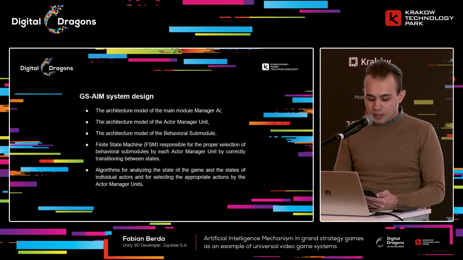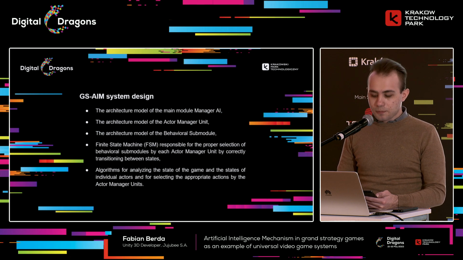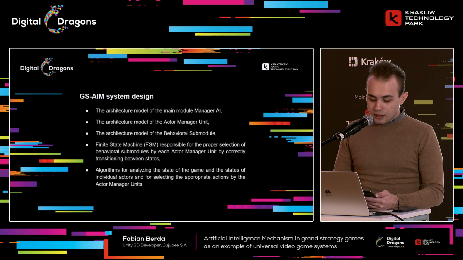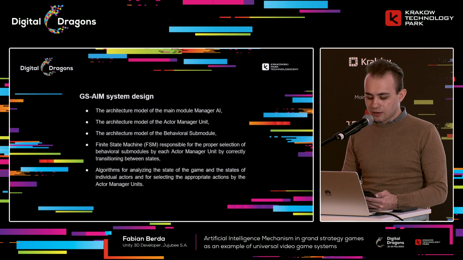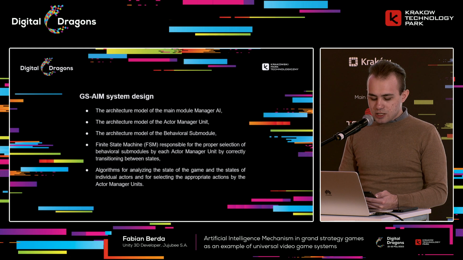The functioning of the AI model consists of the architecture model of the main model, the architecture model of the actor managed unit, the architecture model of the behavioral submodule, a finite state machine responsible for the proper selection of behavioral submodules, and algorithms for analyzing the state of the game and the states of individual actors. All in all, the AI Manager is a model that manages all actors. Its main task is to activate individual tasks or submodules of artificial intelligence actors.